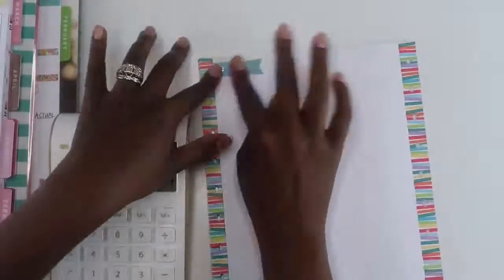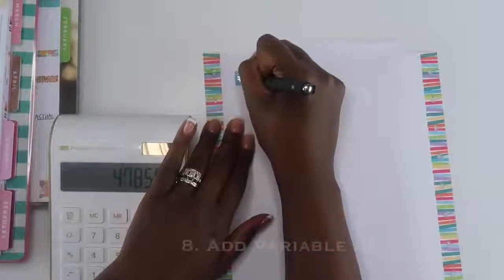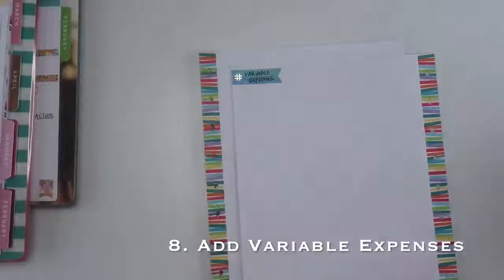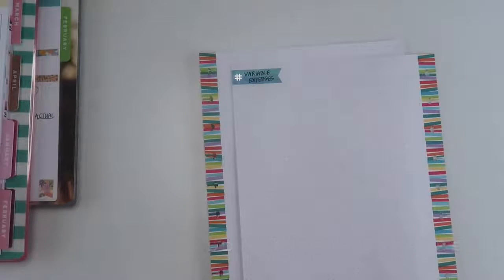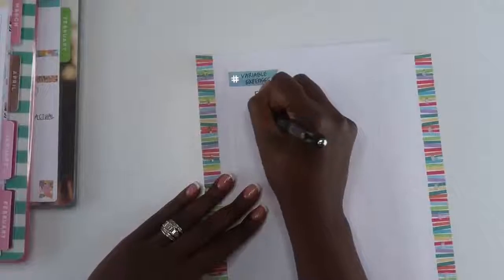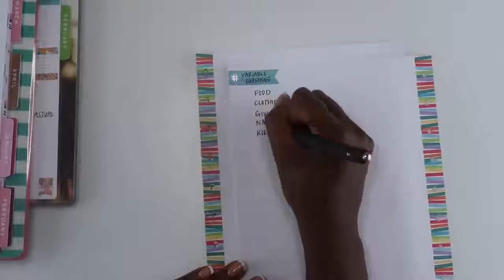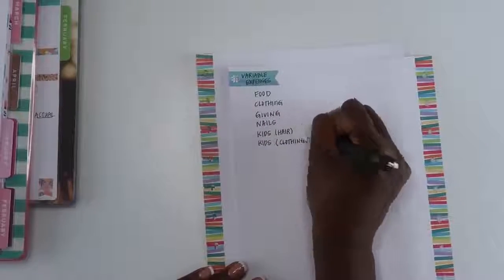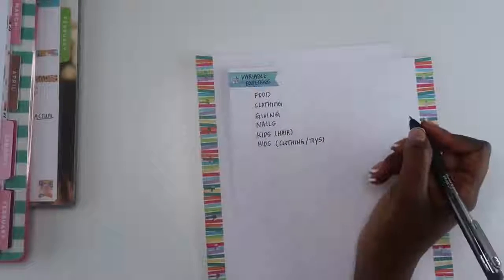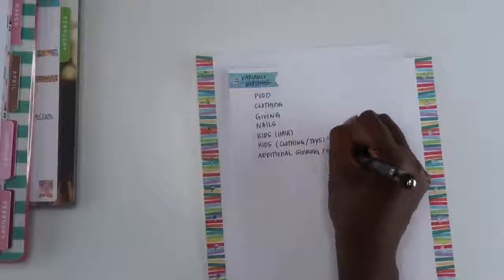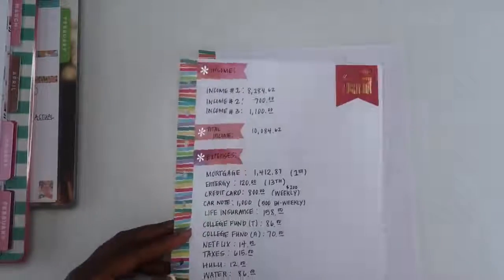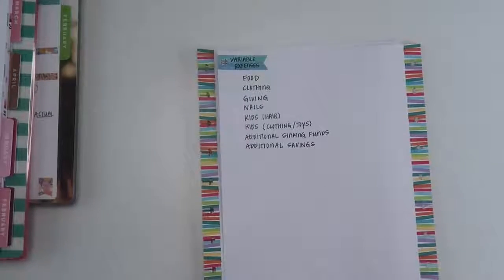The next section is your variable expenses. These are expenses that you don't absolutely have to have to survive, but they are definitely a part of your monthly budget. Items in this category could include shopping, eating out, taking the kids out for certain activities, or anything else that is not essential to survival.